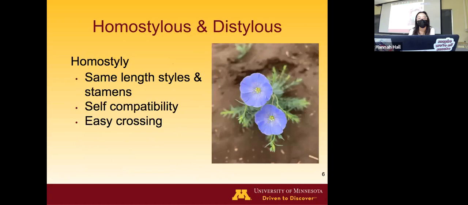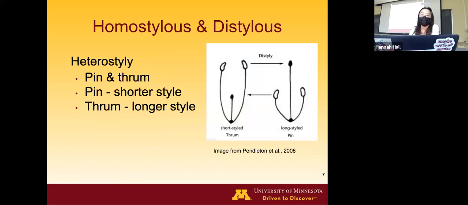So we're going to talk some about homostylous and distylous morphology in flax. So homostyly is where the styles and stamens are the same length. This allows for self-compatibility and for easy crossing. And then heterostyly is where the styles and anthers are different lengths. So they have a pin and thrum morphology. So the pin is the shorter style, and the thrum is where the style is longer than the anthers. And then we have an example of the different morphology over here off to the side that you can take a look at.